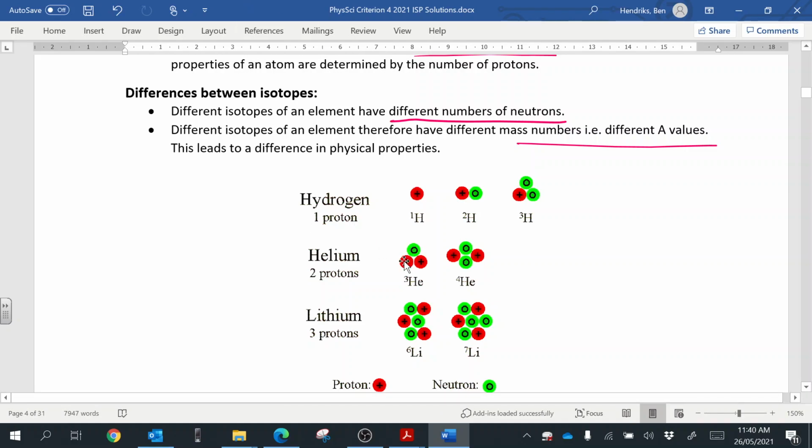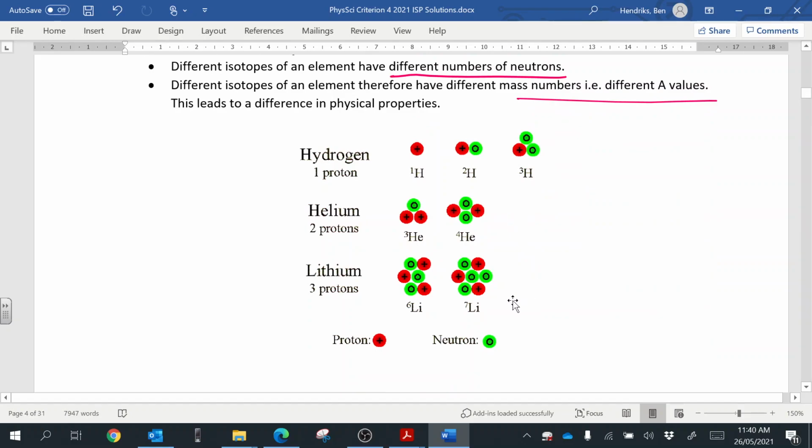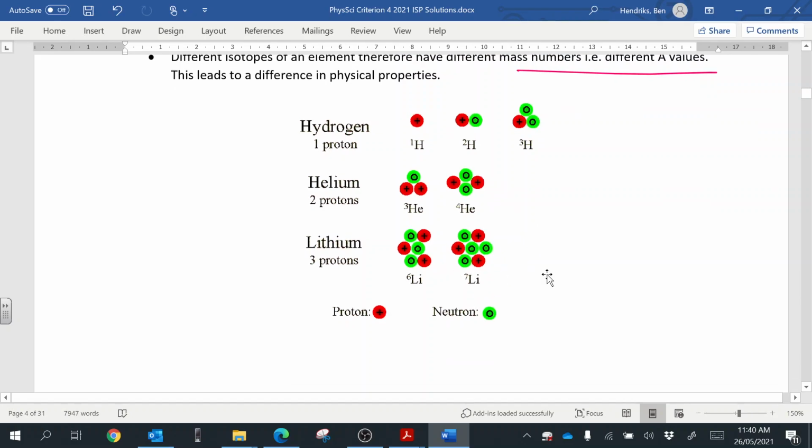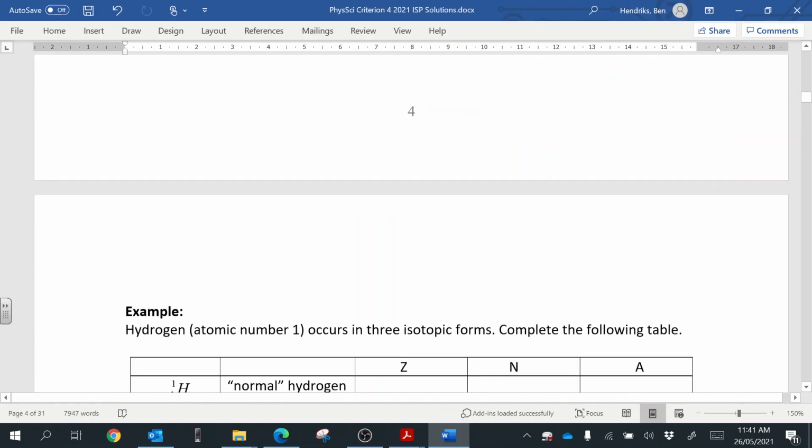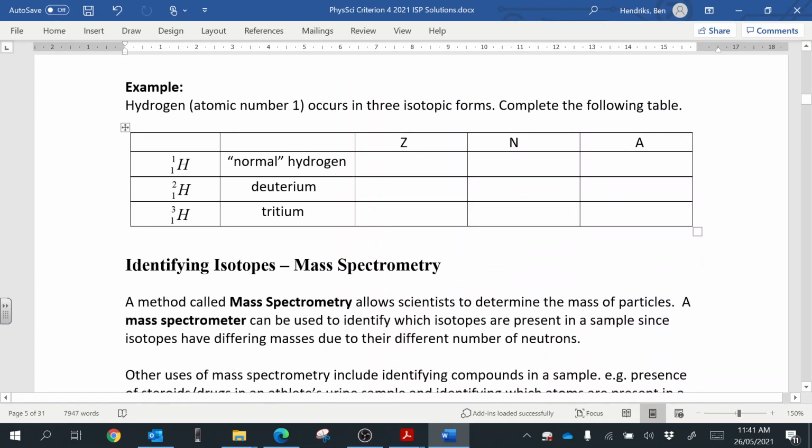Here we have helium, which again, remember, has 2 protons. So the red represents the protons, the red pluses, and then the zeros are the neutral neutrons. And then lithium as well. We have 6, so lithium 6 has 3 protons and 3 neutrons. Lithium 7 has 3 protons but 4 neutrons. Okay, so we're changing the neutrons each time for the isotopes.